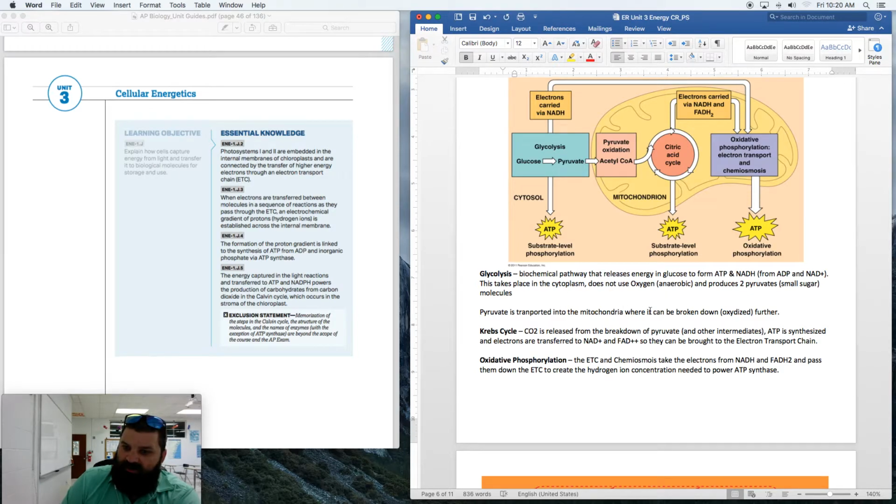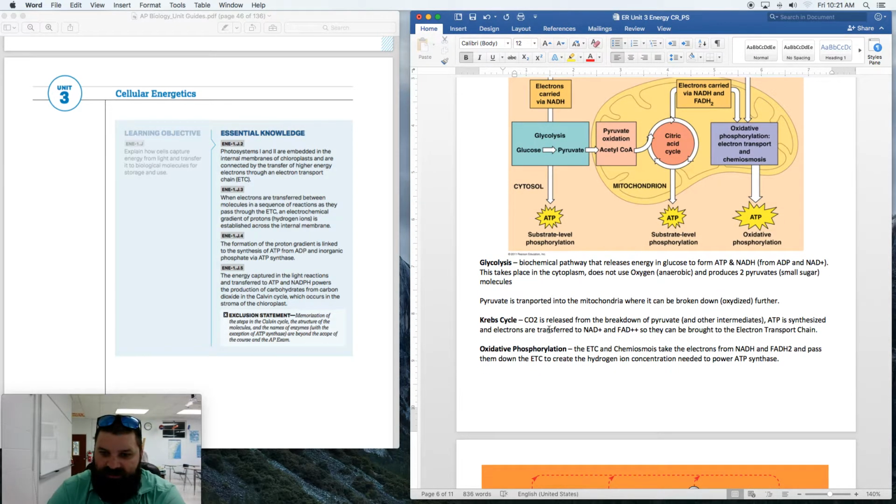Pyruvate is then transported into the mitochondria where it can be broken down or oxidized further. You can see that here, pyruvate oxidation with acetyl-CoA. This is a coenzyme. It helps these reactions. This is sometimes called the link reaction. But generally, I feel like AP biology just considers 3 steps here, which is glycolysis, citric acid, and oxidative phosphorylation. The citric acid cycle is also called the Krebs cycle. Carbon dioxide is released. Pyruvate is broken down into all these different intermediates. ATP is produced. But more importantly, electrons are going to be transferred to NAD+ and FAD2+, so that they can go on and get oxidized at the end.